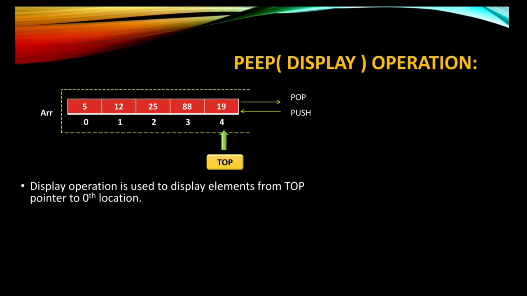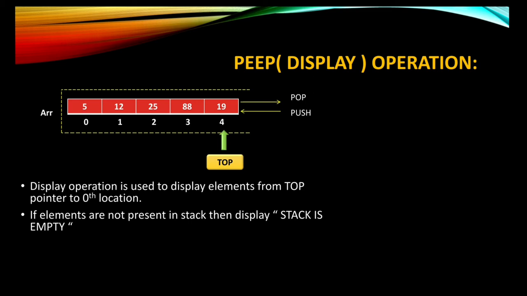But how? Firstly, a few things we have to keep in mind: the display operation is used to display elements from the top to the 0th location. Where we are placing that top, from that top to the 0th location, we have to display the elements one by one. If elements are not present in the stack, then we have to display the stack as empty.